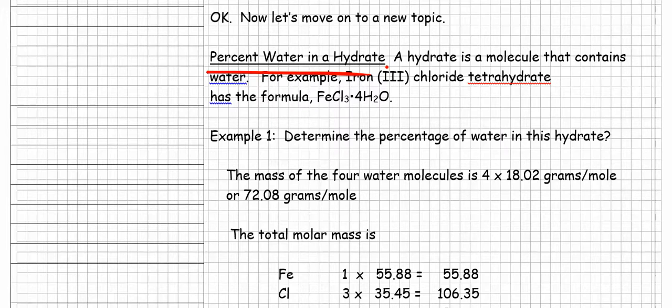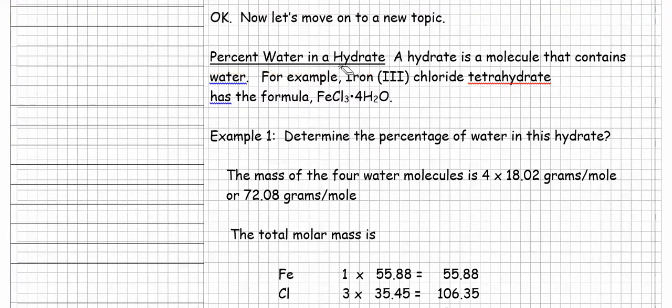For example, if we have iron(III) chloride tetrahydrate, that has a formula of this. It's FeCl3, and then you see that little dot there. That little dot indicates that what comes after is water. Tetra means 4, so tetrahydrate is 4 water molecules. So FeCl3·4H2O, right? So let's do this example. Let's take a look at this one.